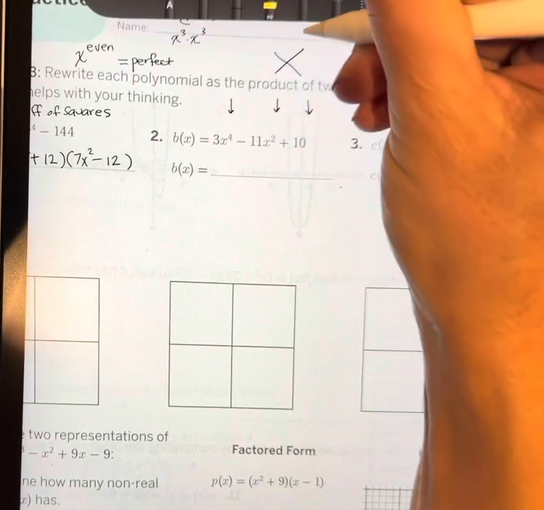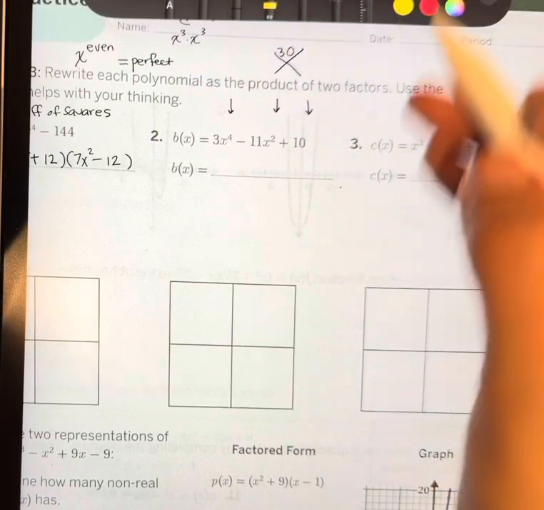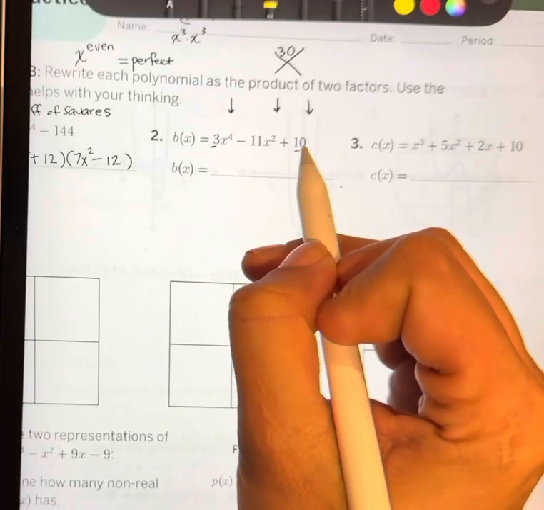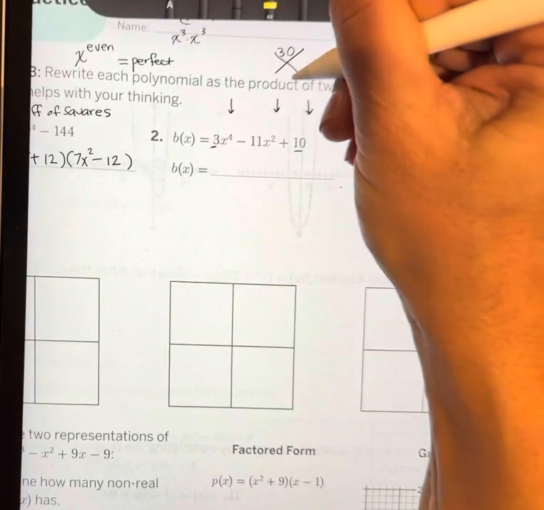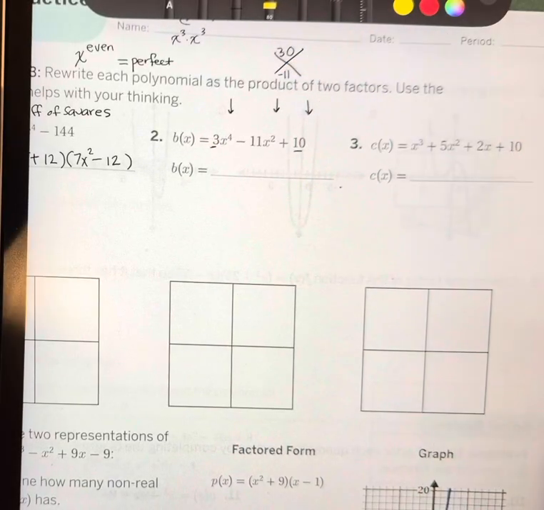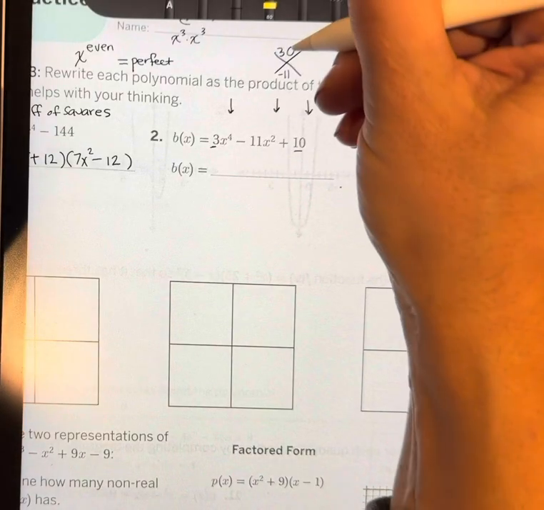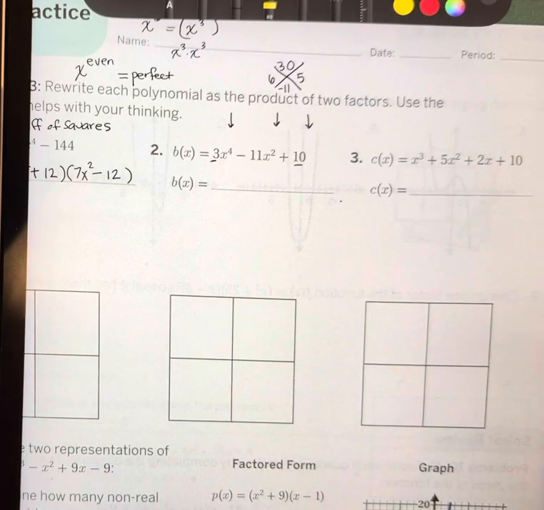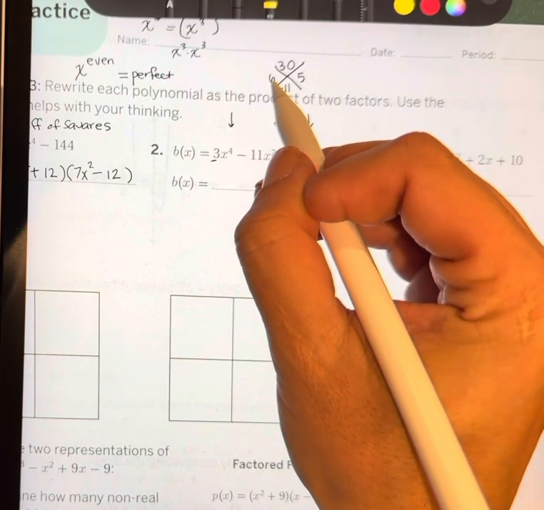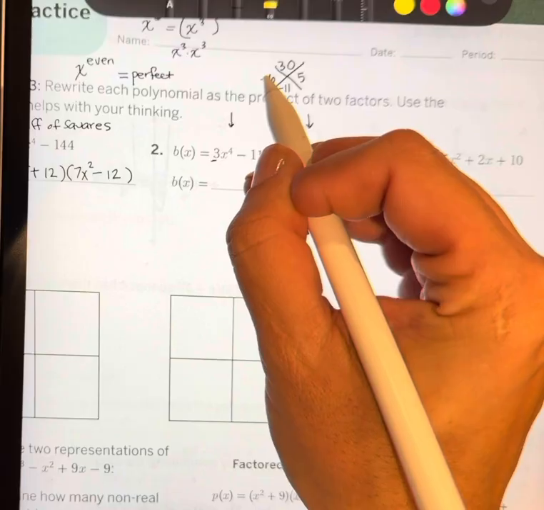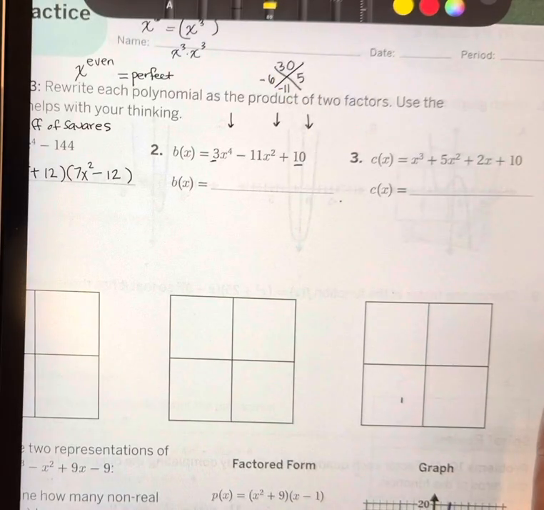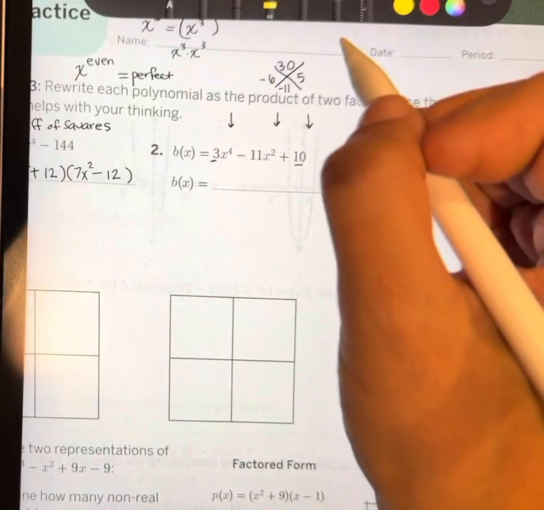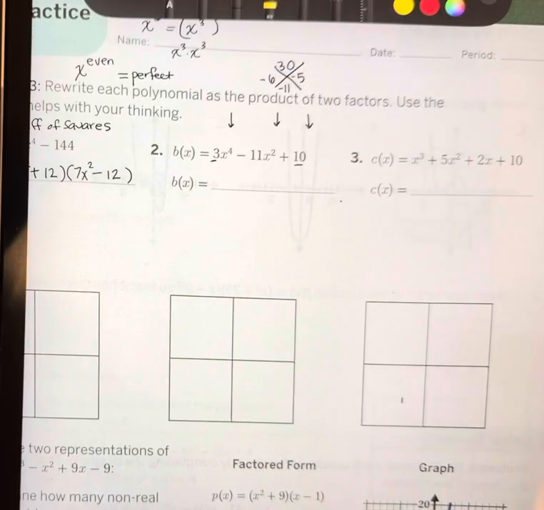So 3 times 10 is 30. That number goes on top, so the first number times the last number. That middle number, the negative 11, goes on the bottom. And then I look for two numbers that multiply to 30 and add to 11. I don't worry about the signs right now. It's 6 and 5. The bigger number always matches the sign of the bottom number, so the 6 is negative. And in order to multiply to 30, well, they're both negative.